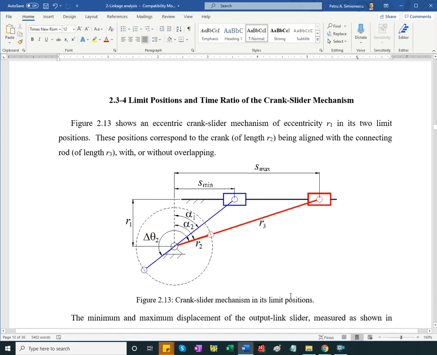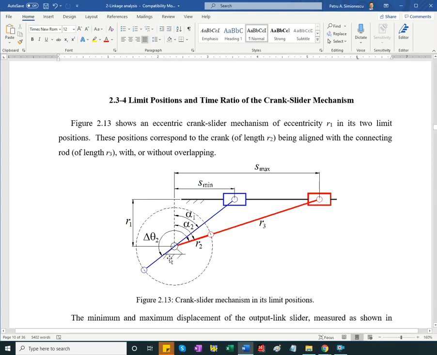Next is the position time ratio of the crank slider mechanism, as in a compressor, as well as some machine tools that use the slider crank as the basic mechanism. For example, shapers to cut keyways. Some milling machines come with an adapter that can be attached, and you can machine keyways, for example. Alright, so this is shown in the limit position.